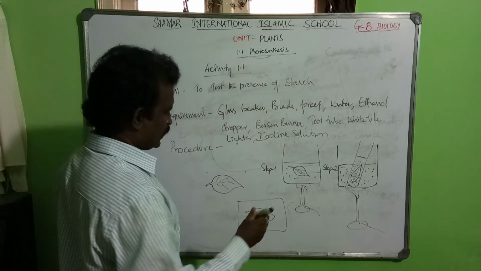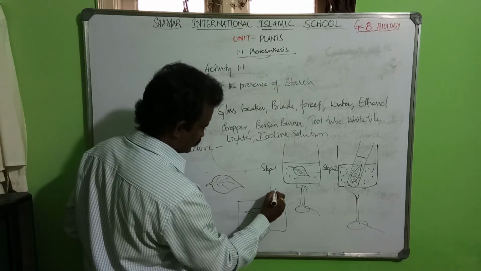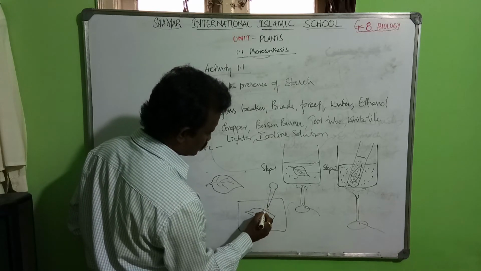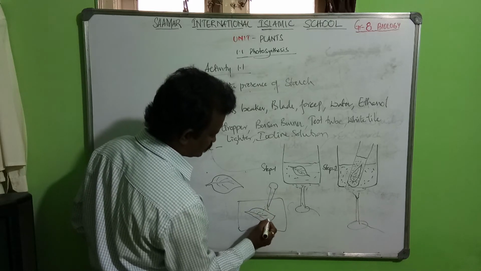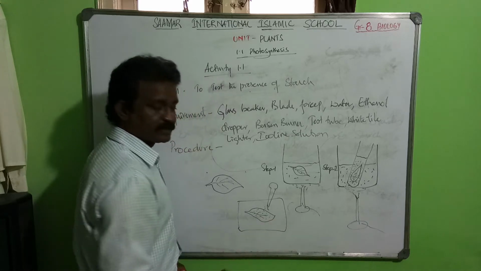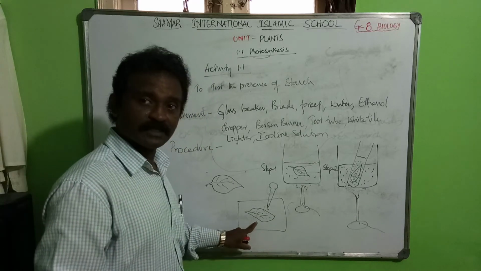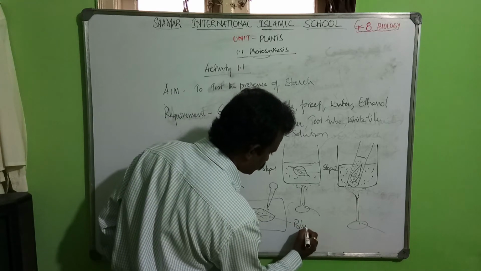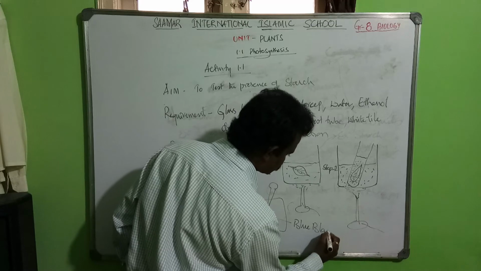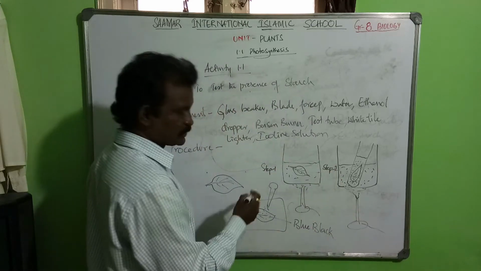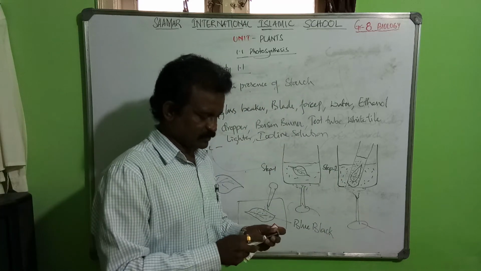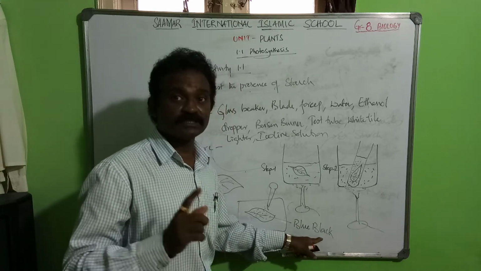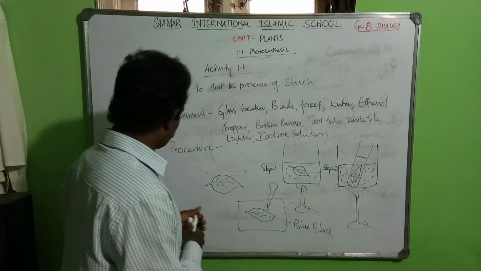Then I will add iodine solution. Using a dropper, I add iodine solution. When I add iodine solution, the starch present will become blue black. That means if the plant has manufactured food by photosynthesis, and starch is present, it will show blue black. This is the observation. Now I'll write the subheading as observation here.